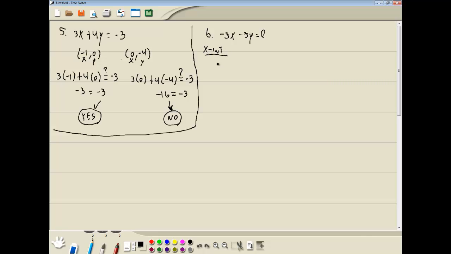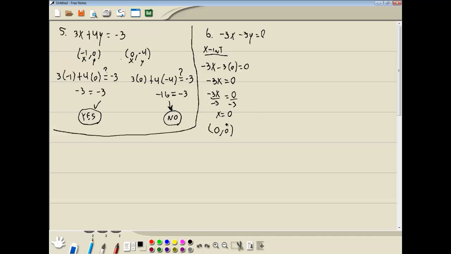Now your x-intercept, what you're going to do is you're going to always plug 0 into the other variable. So for the x-intercept, I'll plug 0 in for y. So we got negative 3x minus 3 times 0 is equal to 0. Negative 3 times 0 is 0, so it drops away. So negative 3x is equal to 0. And then divide both sides by negative 3. And we end up with x is equal to 0. That's not a good sign. So we'd have the point 0, 0.